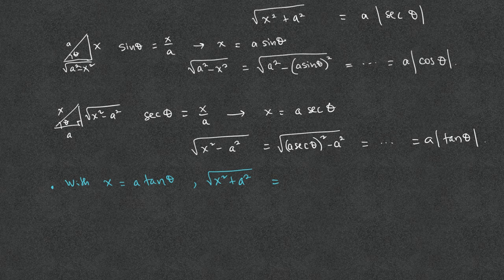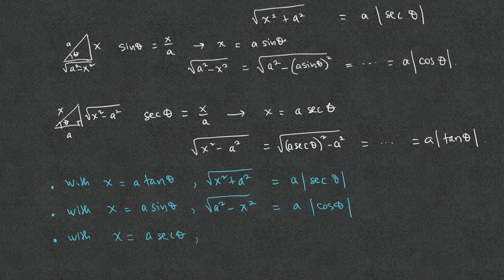And so with x equals a tangent of theta, the square root of x squared plus a squared is a times the absolute value of secant of theta. With x equals a sine theta, the square root of a squared minus x squared can be substituted with a times the absolute value of cosine of theta. And with x equals a secant theta, the square root of x squared minus a squared is a times the absolute value of tangent of theta. These are called the trigonometric substitutions.